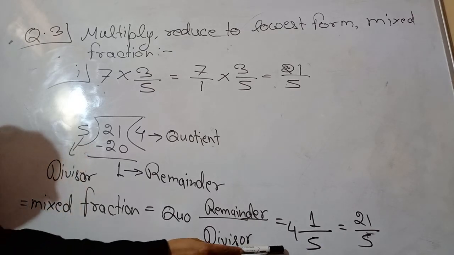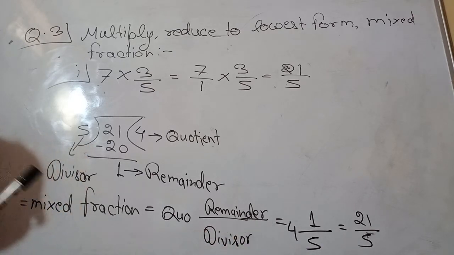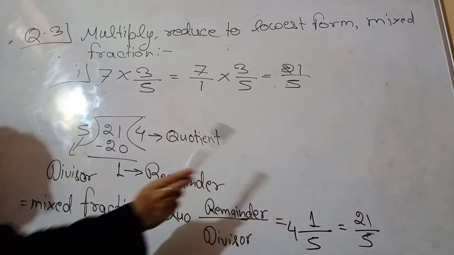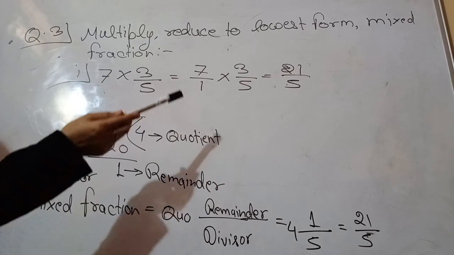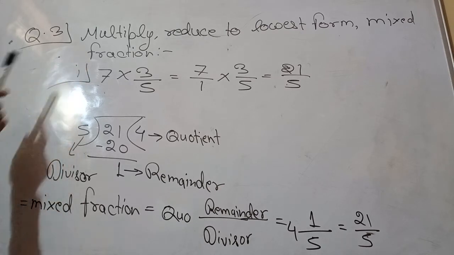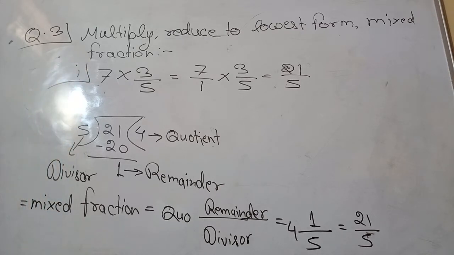So 5 you have to write in the denominator. Now when you multiply like this, 5 4s are how much? 20. And 20 plus 1 gives us 21. So again we get 21 by 5. This is how we have completed all 3 things given in the question. First we multiplied. Second, reduced to its lowest form, which is not possible because 21 is not divisible by 5. And third, mixed fraction, so here we have converted it into a mixed fraction. This is how you have to solve all the options of question number 3.